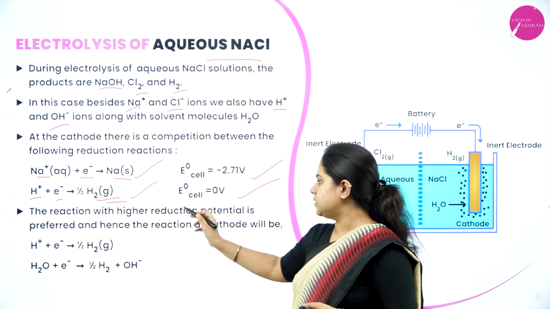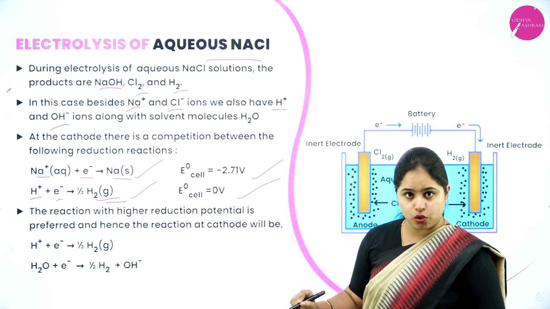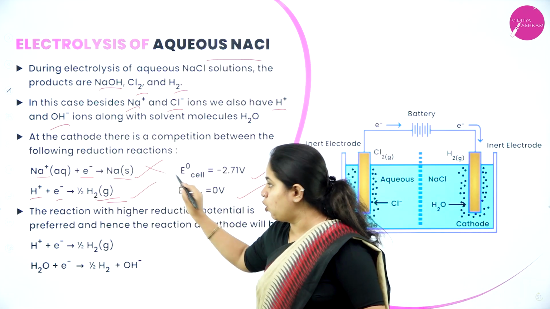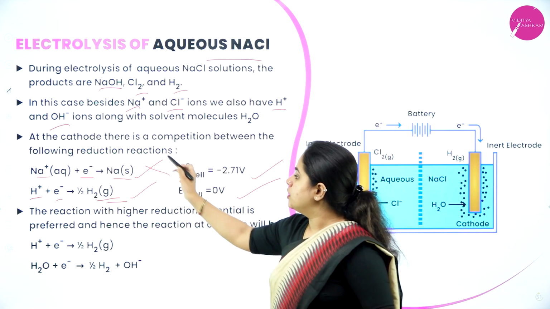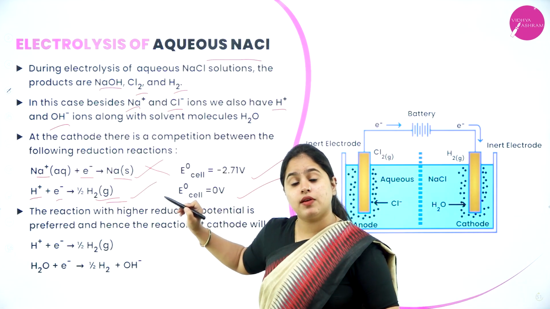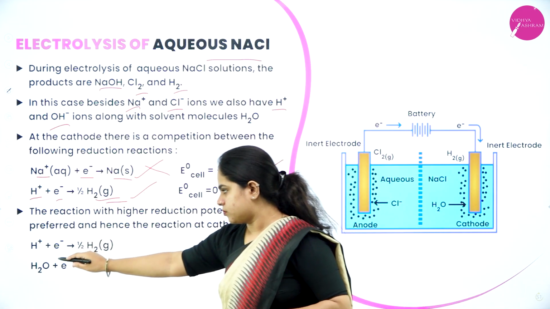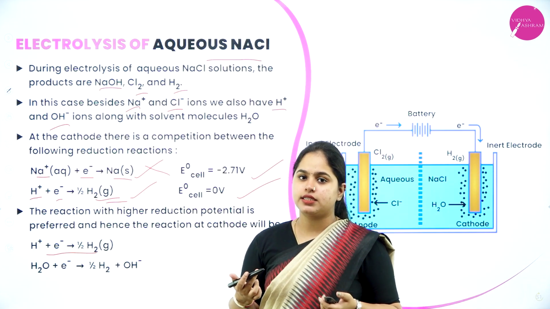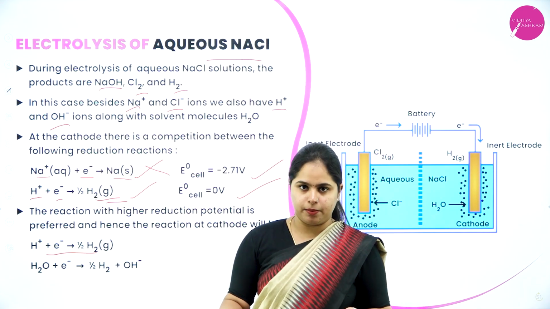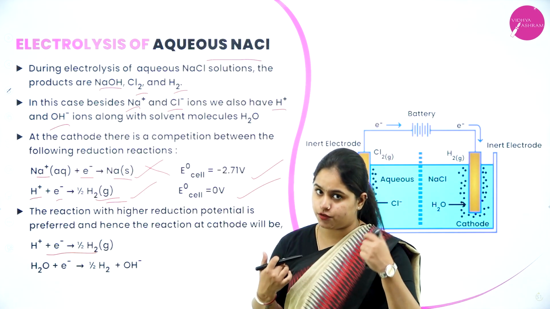So the reaction with higher reduction potential is preferred, and hence the reaction at the cathode will be, yes, out of these two, this won't be happening. This reaction will be preferred. Understood? So sodium will not be deposited. It will be hydrogen gas which will be liberated. Clear? So which will be the reaction that is happening there? Hydrogen gas will be liberated. So actually, where are you getting the H+ ions from? It's from water, right?